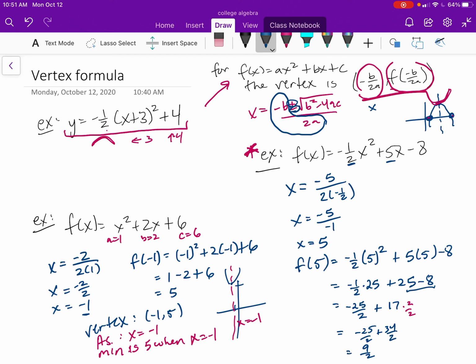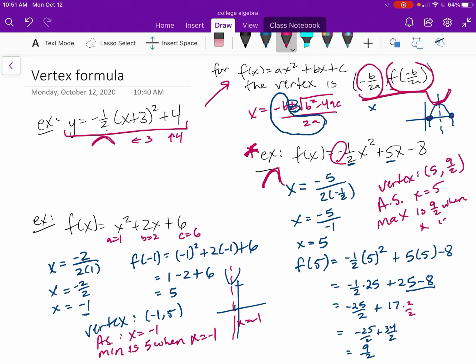So therefore the vertex is x is 5, y is 9/2. The axis of symmetry is x equals 5. And it's going to be a max because a is negative, right? So I know it opens down. So the max is 9/2 when x is 5.